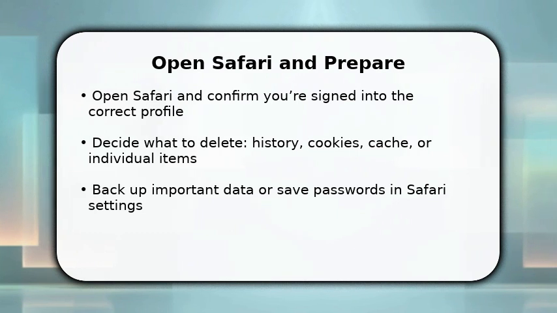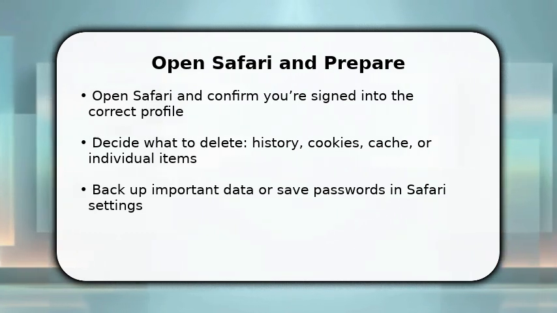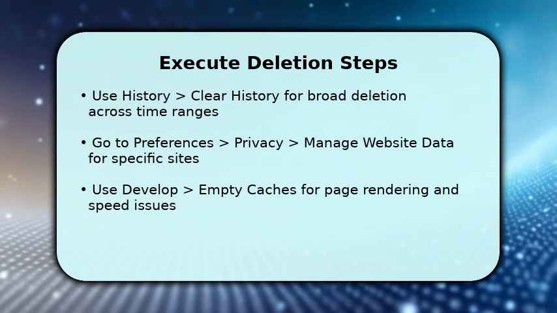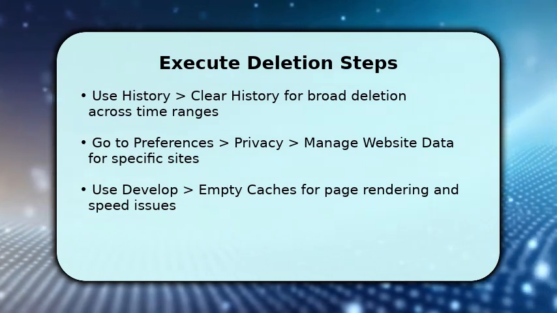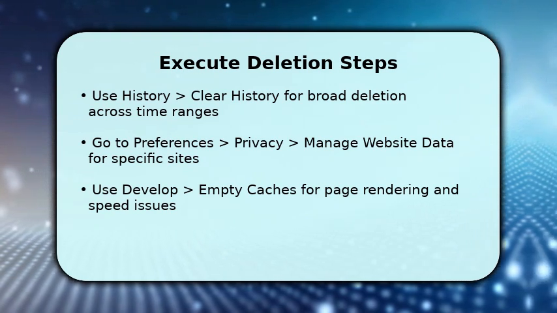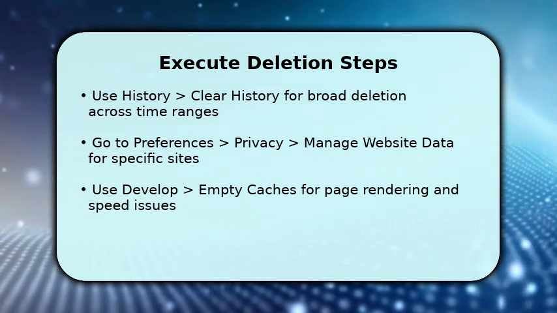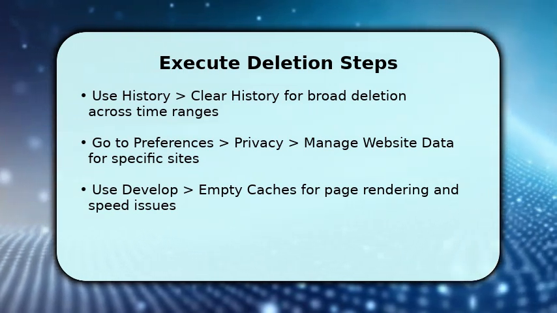You now carry out the deletions. If you want a broad wipe, use History Clear History and pick a time range, because that removes records across devices if iCloud Sync is enabled. For targeted cleanup, open Preferences Privacy, manage website data, search a site, and remove its data.